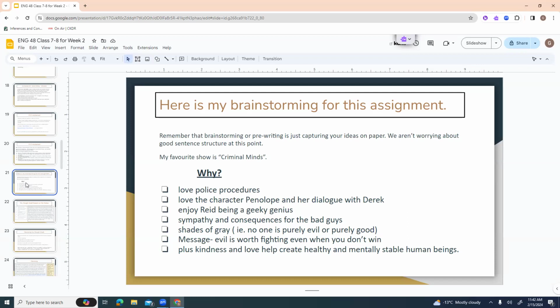And the idea that comes across over and over in every show is how kindness and love helps to create healthy and mentally stable human beings. So those are some of the reasons why I enjoy that show. Now, that isn't my rough draft. That's just my ideas that I can now turn into my rough draft.